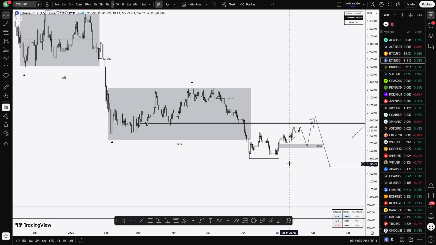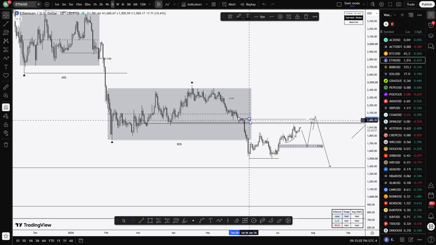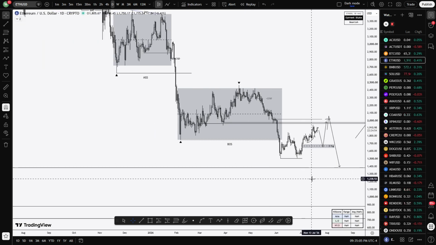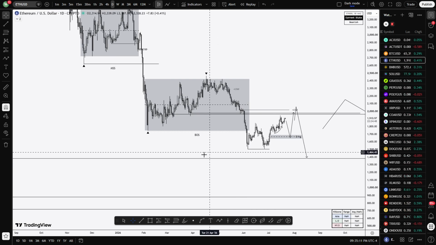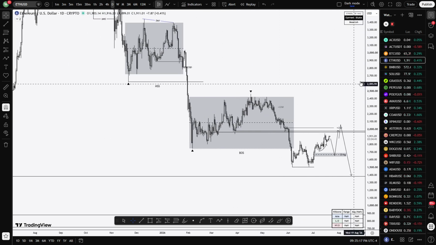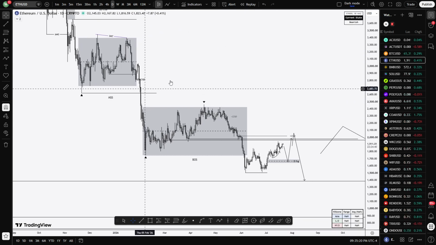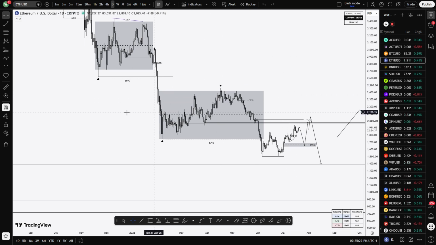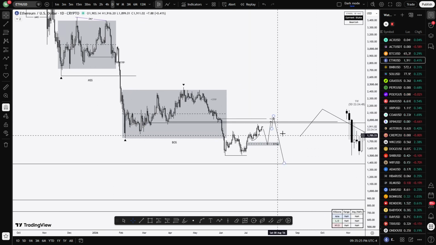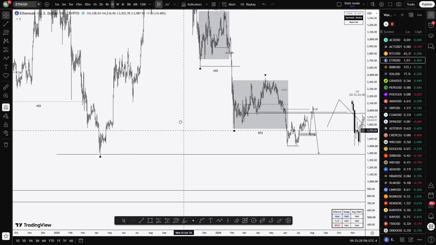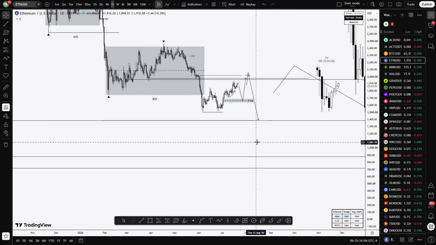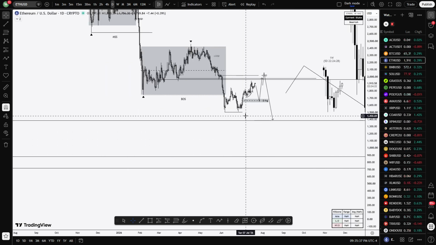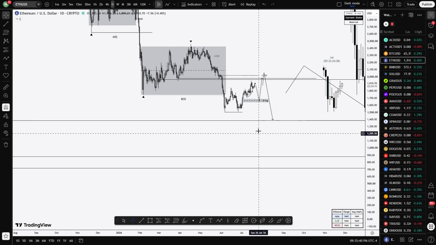The good times are coming back, okay? The good times are definitely coming back soon. So I really want to participate in the new leg up. So I'm preparing myself and watching out for what price would do. Personally, I want to see price trade below this low, to get myself ready for the next leg up.